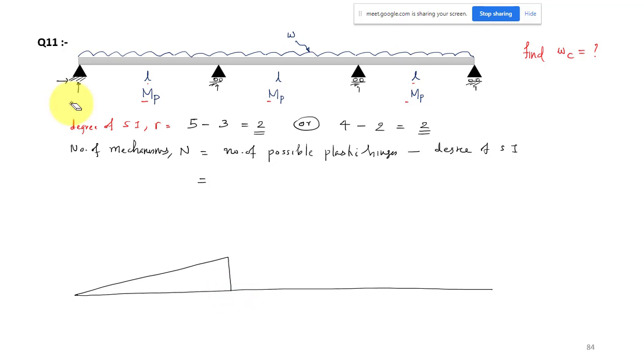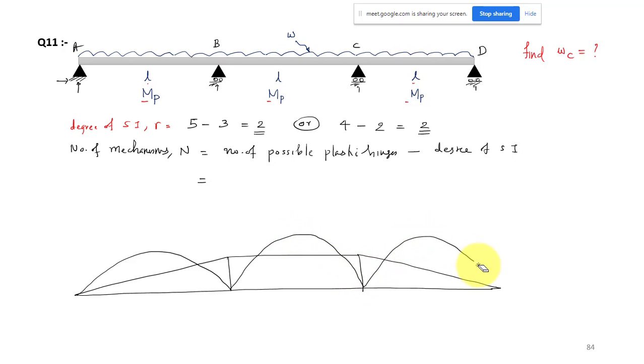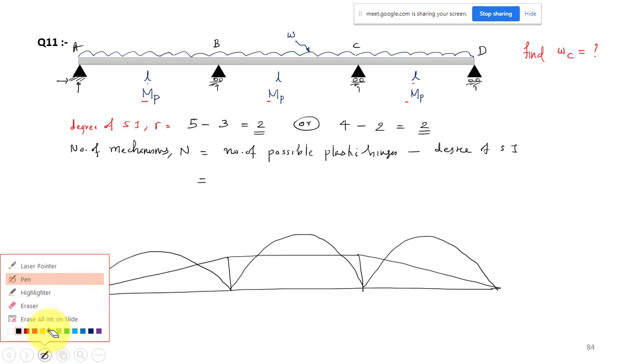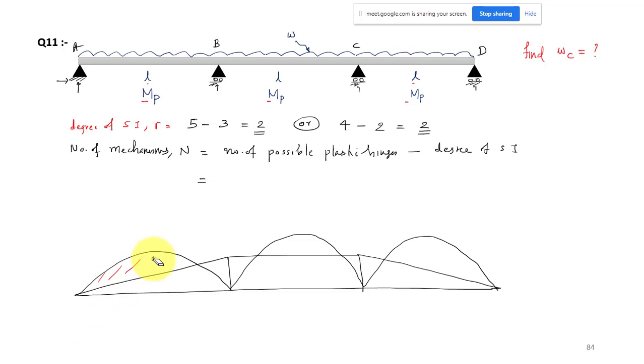Let us say this support is A, this is B, this is C, and this is D. It is a three span continuous beam. This is the fixed end moment, and then I can draw the free moment parabola for the UDL. So like this, and like this. This is the moment diagram. It must be clear because this is what we discussed in the first two modules, moment distribution and slope deflection method. So this is my moment diagram.